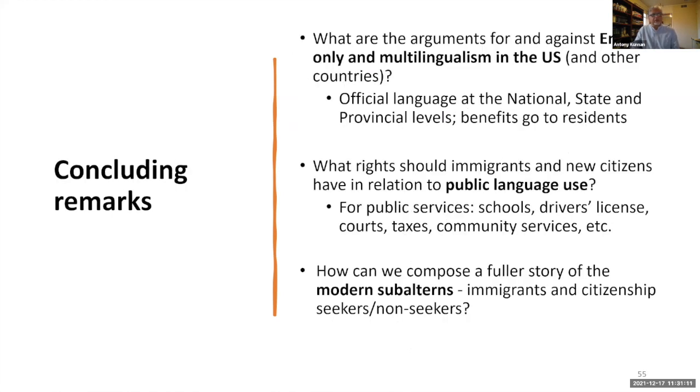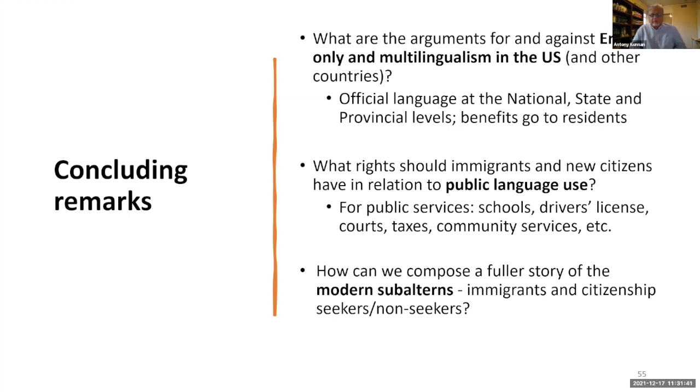So in conclusion, we have to ask, what are the arguments for and against English only and multilingualism in the United States? What is the official language at the national level, at the state level, and at the provincial level? What are the benefits that go to residents? What rights should immigrants and new citizens have in relation to public language use?